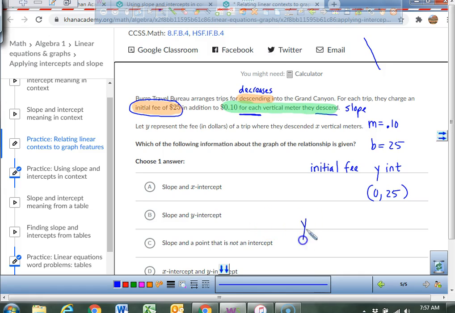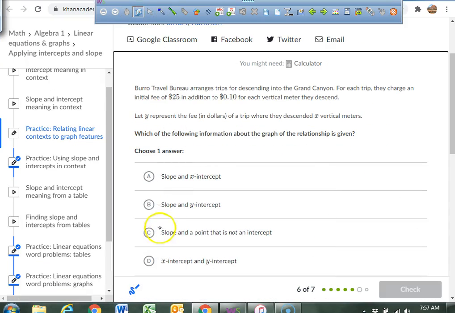So if we were to write this equation, they didn't ask you to, but if you wanted to write it, it'd be this. There we go. There's the slope. There's the y-intercept. Bada bing, bada boom. We're done. Slope, y-intercept.